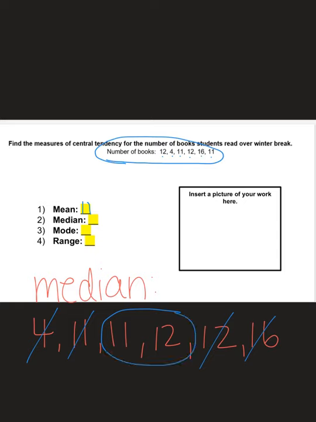So remember, when you have two numbers left, you want to add them together. So 11 plus 12 equals 23. And then divide by 2. 23 divided by 2 should be 11.5. Or you could have looked at this and said, okay, what is halfway between 11 and 12? And you should get 11.5. So median, 11.5.